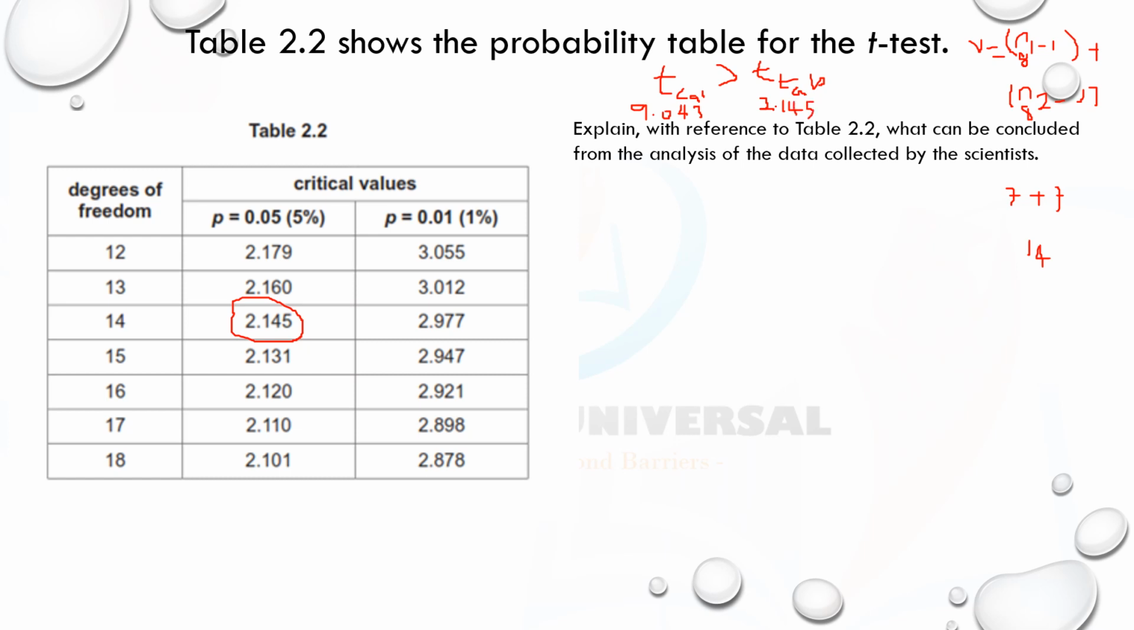Remember, the decision making is that if T cal is greater than T tab, reject the null hypothesis, and that's what happened here. T cal is 9.043, T tab is 2.145. So this is greater than this, so the null hypothesis is rejected. There is significant difference. The difference is not by chance.